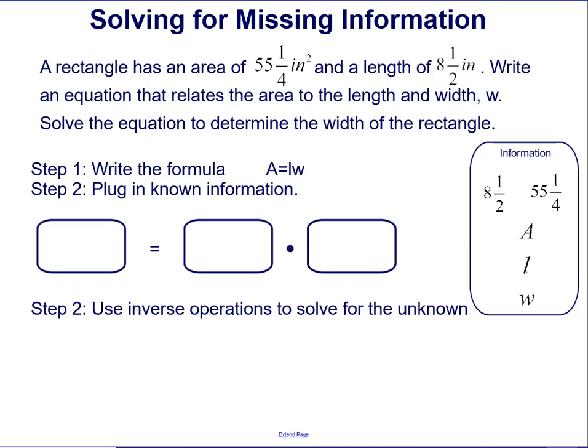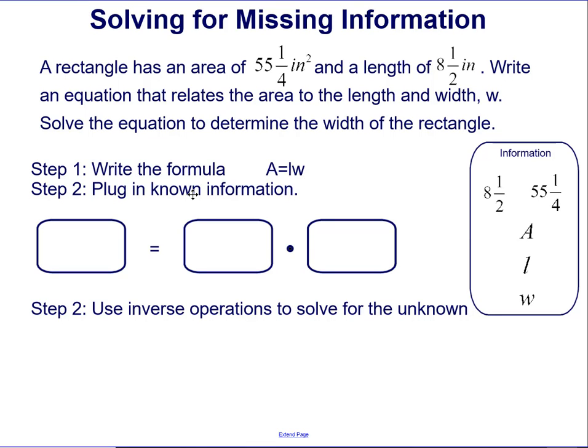Solving for missing information. A rectangle has an area of 55 1/4 inches squared and a length of 8.5 inches. Write an equation that relates the area to the length and width of W. Solve the equation to determine the width of the rectangle.